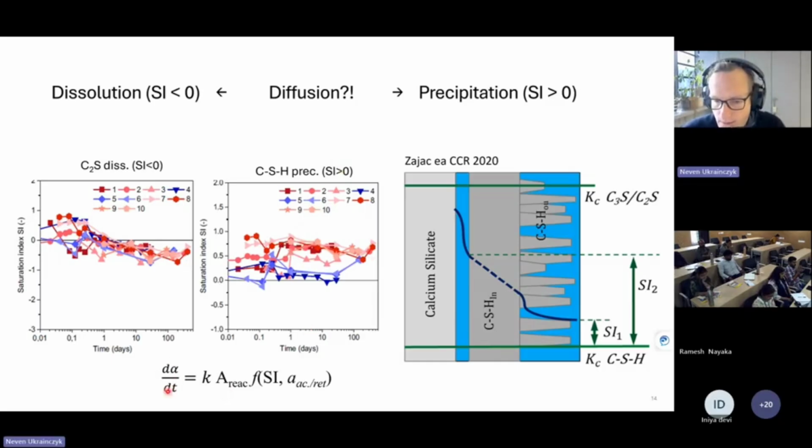And this is the kinetic law, and it would be the surface area and the kinetic parameter, and how far are you from the saturation index. So how far are you from the equilibrium? And here is the concentration of some activity of accelerating or retarding species, for example, pH. This could be pH. But most important, yes, you need to relate it to the thermodynamics. How far are you from the equilibrium?